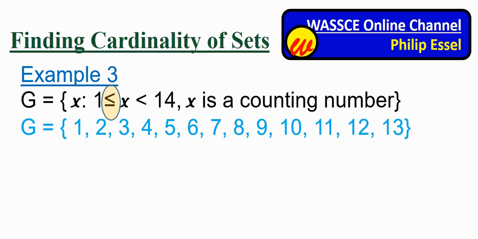At this point, we can count the number of members or elements in the set G. And when we do this, we would realize that we have 13 elements in the set G. So therefore, the cardinality of the set G will be equals to 13.